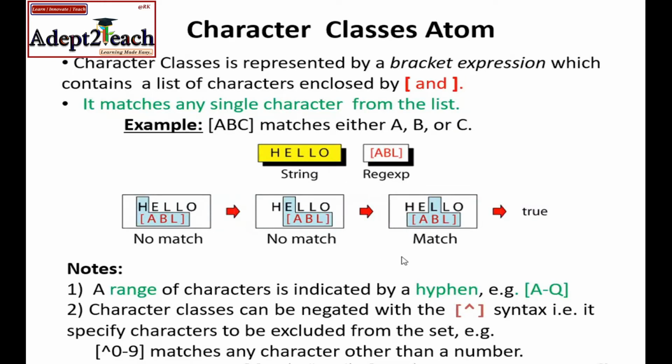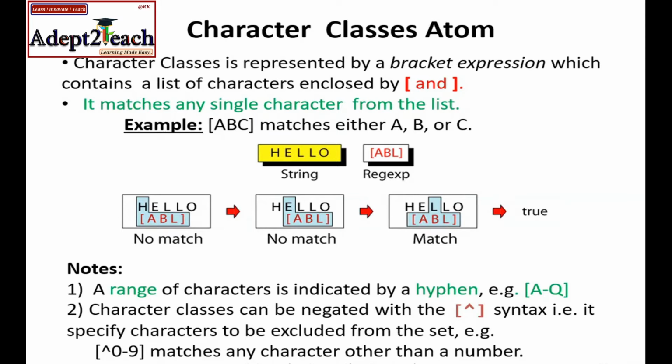If I am talking about a continuous range of characters, I could write it like this also with a hyphen. So like A hyphen Q. That means all the characters starting from A up till Q. If any of the characters match, it will search for one character at a time, and if any of the characters matches, it will give us an output as true.